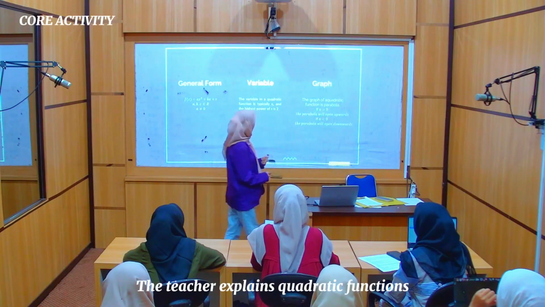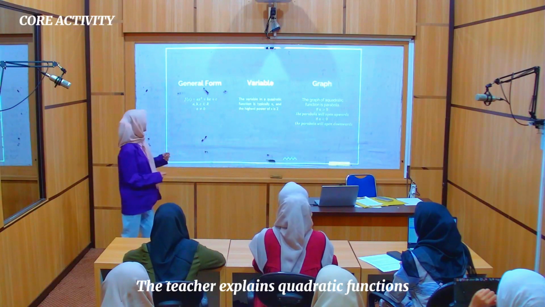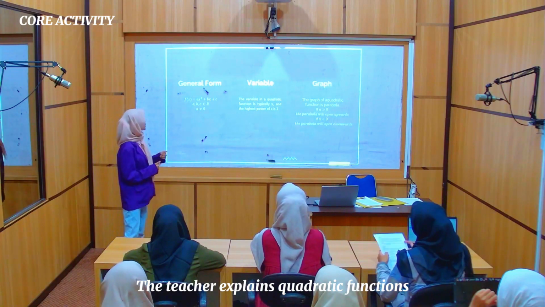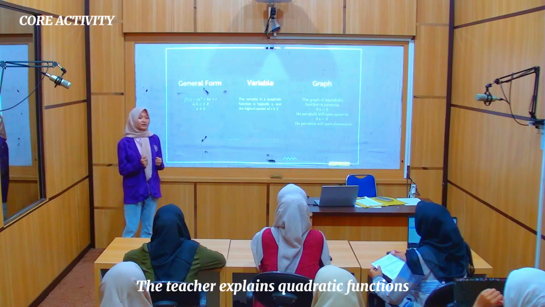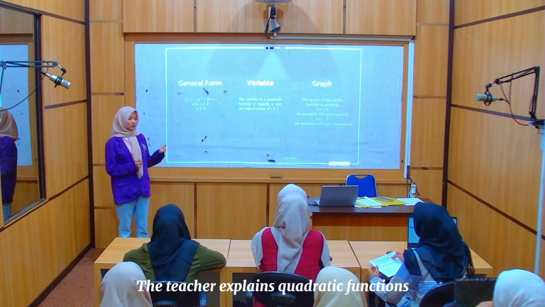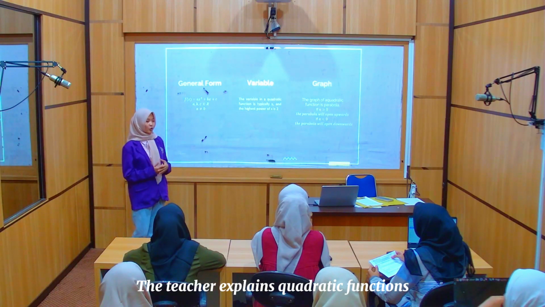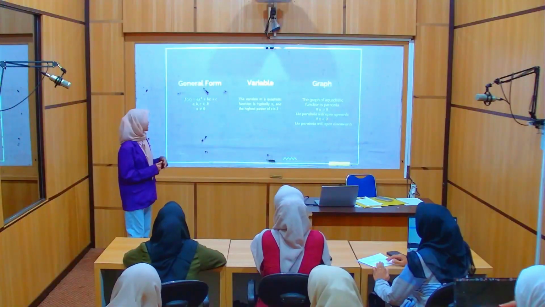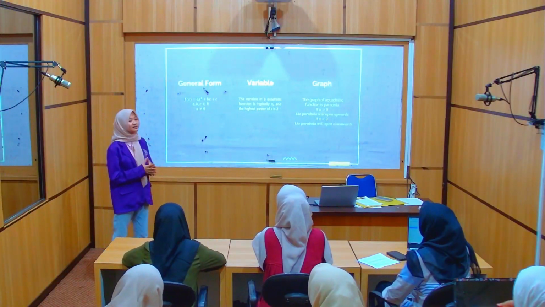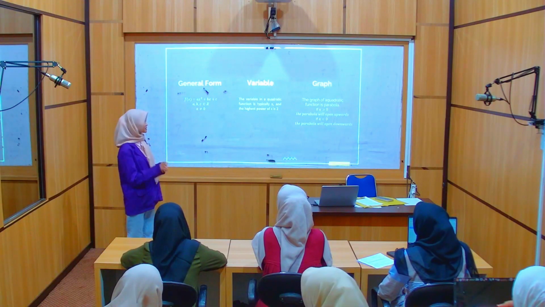Okay, first, let's look at the general form of a quadratic function. It is written as f of x equals ax squared plus bx plus c. A, b, and c are real numbers, and the most important condition is that a cannot be zero. Why do you think a cannot be zero, Lala? If a were 0, then the x squared term would disappear, and it would no longer be a quadratic function but a linear one. Okay, good, thank you. And next, the variable in a quadratic function is usually x, and the highest power is 2.